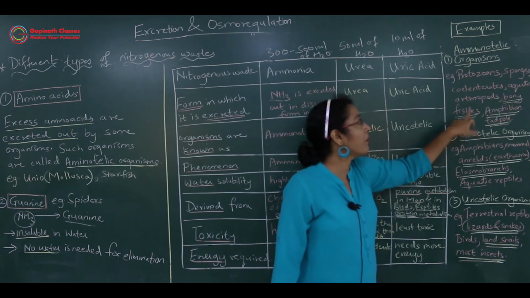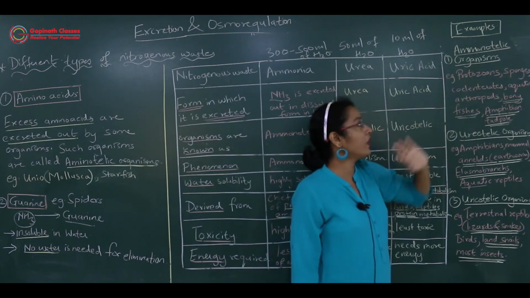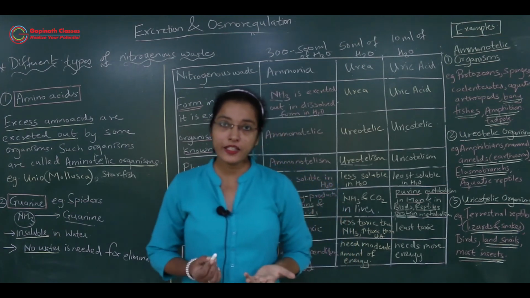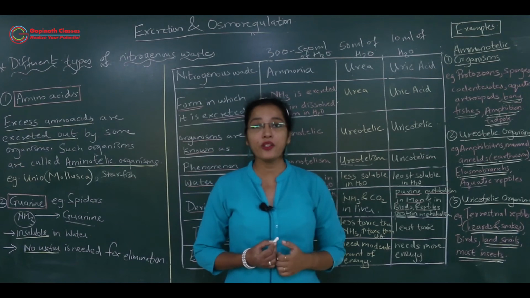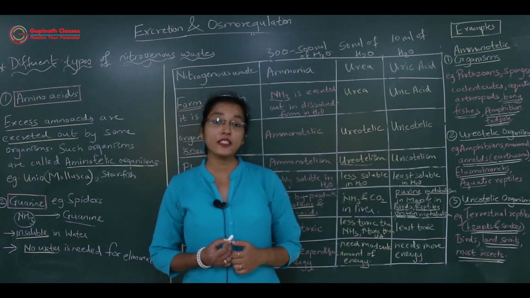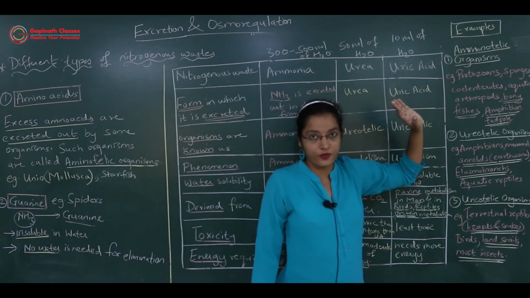Bony fishes, remember, ammonotelic organisms. Aquatic arthropods, ammonotelic organisms हैं. Coelenterates, most of the coelenterates, polyps, medusae, water में रहते हैं. Some of them live in fresh water, some of them live in marine water. So all these excrete ammonia as a nitrogenous waste.